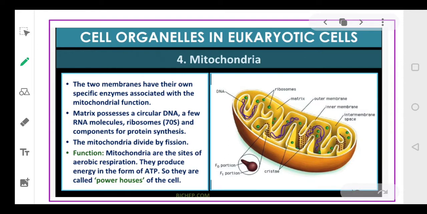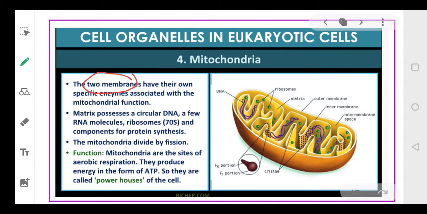Now as I told you, dear students, it is surrounded with two membranes. The two membranes have their own enzymes associated with them. Means both the membranes have specific enzymes which are associated with these membranes. Now in the matrix, I told you the space inside the inner membrane is called the matrix.